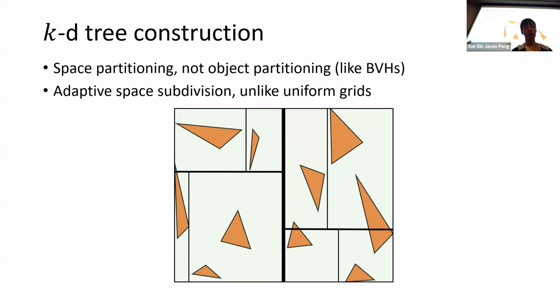Yeah, this partition is not uniform. In fact, one of the key characteristics of a KD tree is that the partitioning is adaptive in that it depends on the distribution of objects. If you have lots of objects in one part of the scene, then we might have many cells that are allocated to that part. And this helps to make KD trees more efficient.